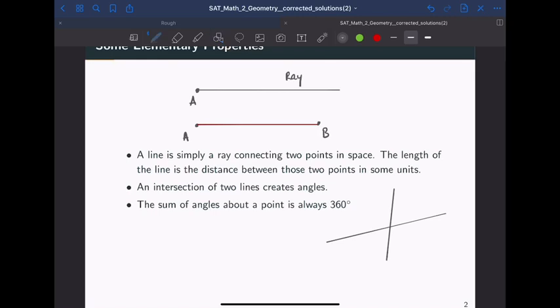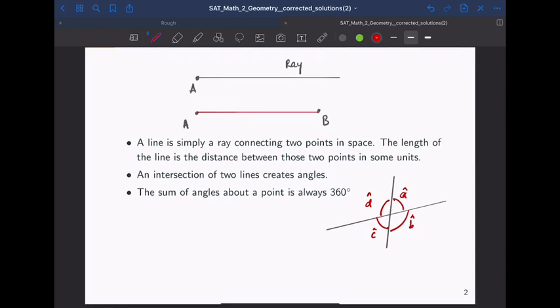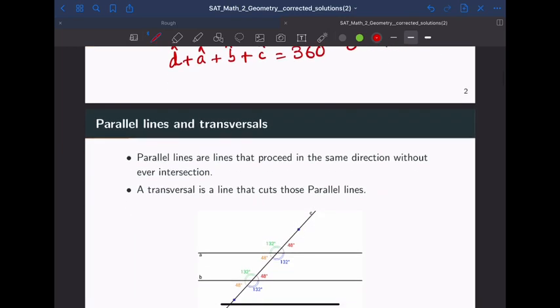These 2 lines have intersected each other, and they've created 4 angles as a result. This is an angle, angle A. It is usually given by a small hat. Angle B, angle C, and angle D. We can also see that the sum of angles about a point is always 360 degrees. We can take it as a rule for now. This is some point O, and D plus A plus B plus C all equal 360 degrees. Okay, let's move on.